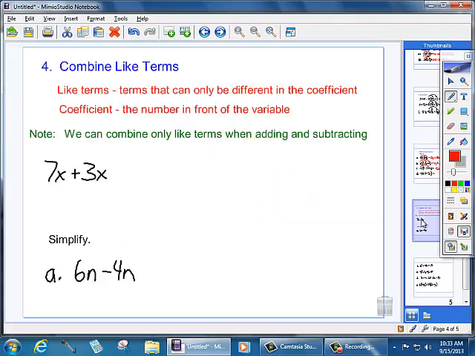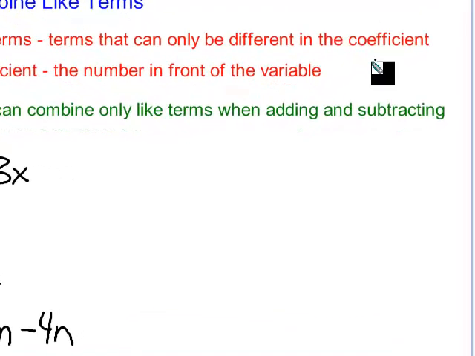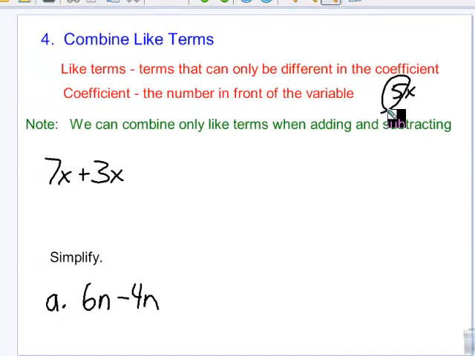Combining like terms. Well, what's a like term? Like terms are terms that can only be different in the coefficient. Well, there's another strange word. What's a coefficient? A coefficient is a number in front of the variable. So, if I have the number 5x, the coefficient is 5. There's my coefficient. That's the only thing that can be different when we combine like terms.